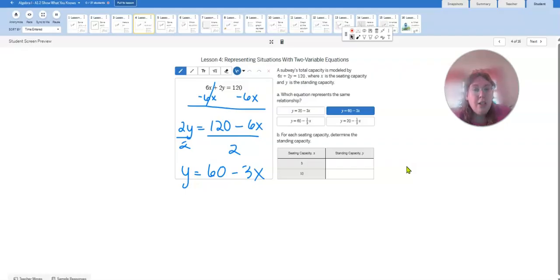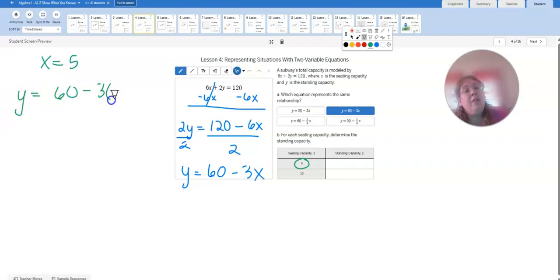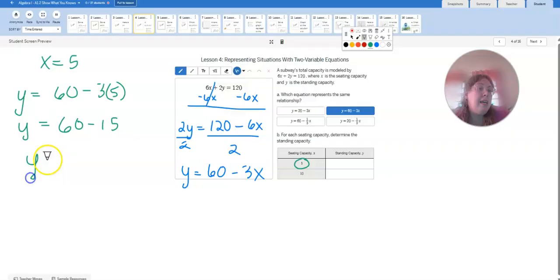And then it says for each seating capacity, determine the standing. So if x is 5, then y is 60 minus 3 times 5. Well, 3 times 5 is 15, and 60 minus 15 is 45. So when there's 5 seated, we can have 45 standing.